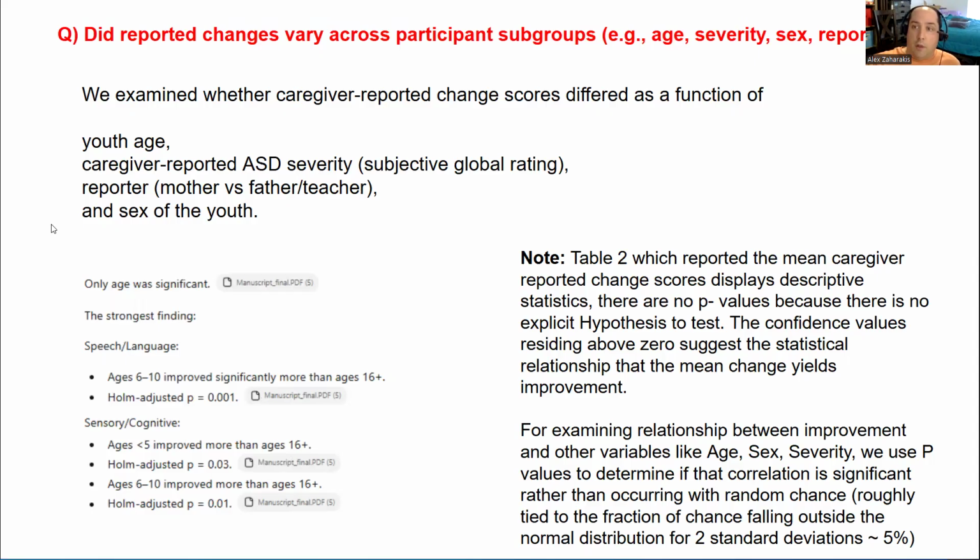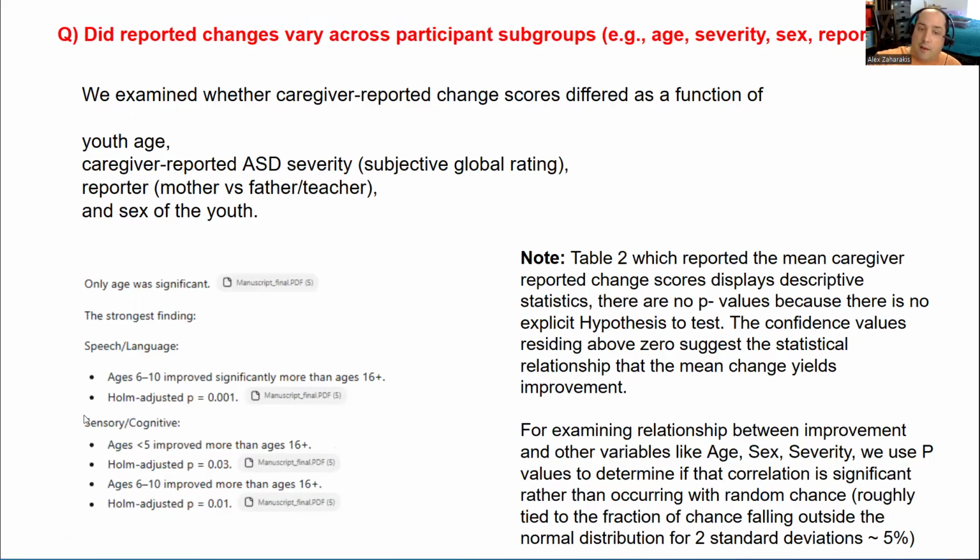So there were some relationships based on this analysis. We found that age was the only one that was actually significant. The strongest finding is that in the speech and language domain, ages 6 to 10 improved significantly more than older individuals over 16. And this is with adjusted p-values to reflect that you're comparing against multiple different groups.